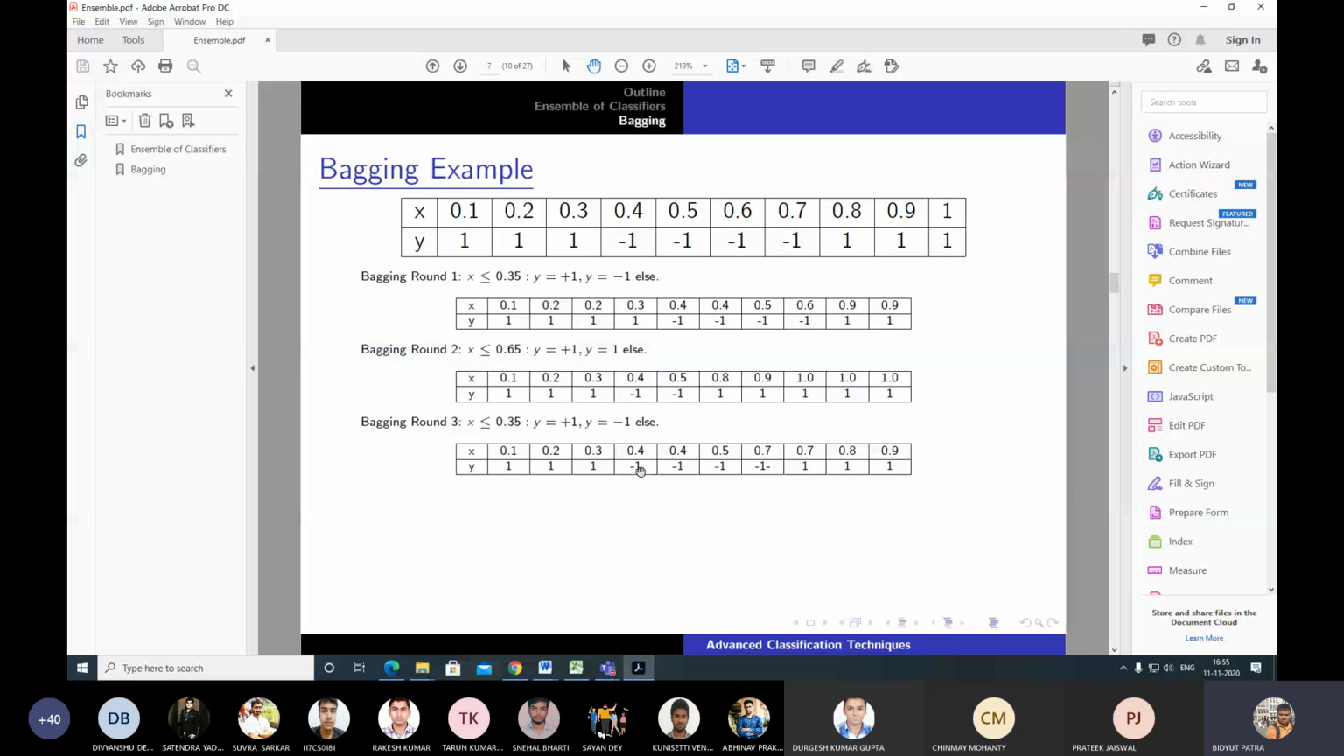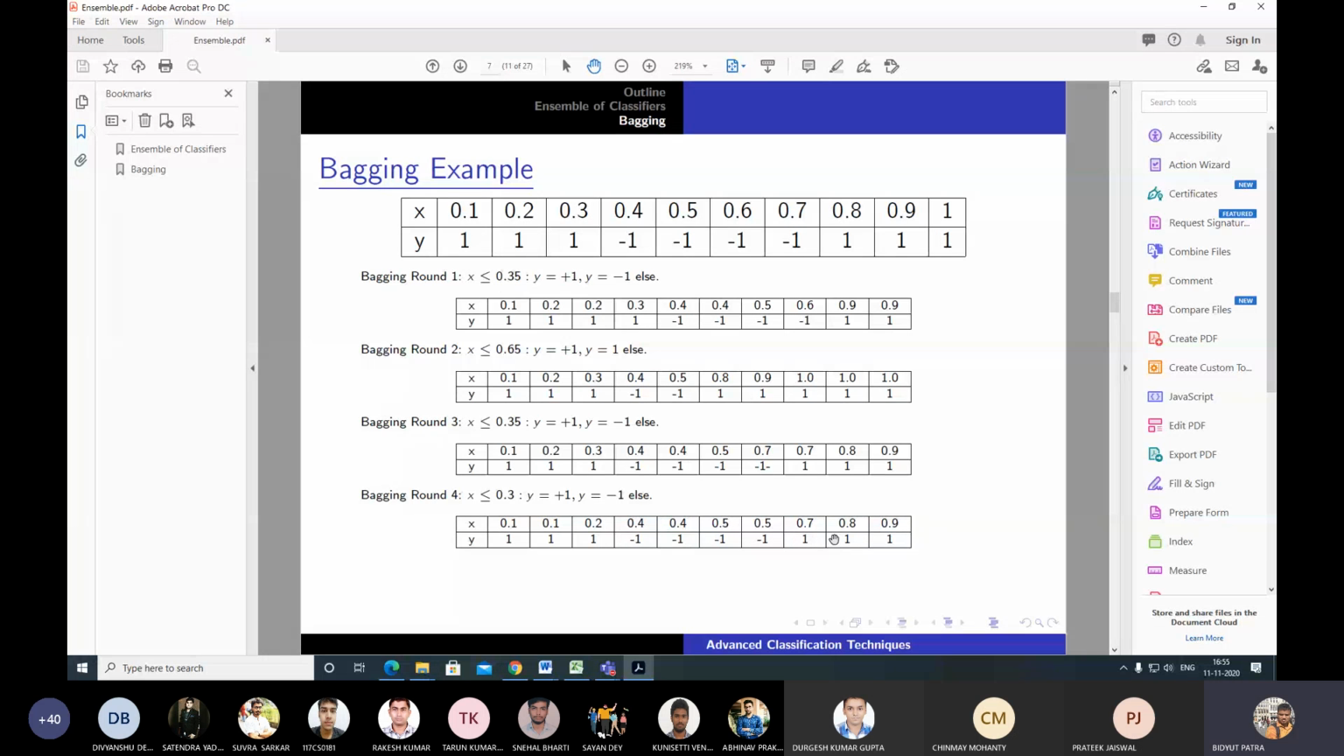So that is the model. Now you go for another bagging round. So you got this one and you find the bagging values: x less than or equal to 0.3 is positive, otherwise negative. x less than or equal to 0.8 is somewhere here. So it is positive, the rest is negative, but these 3 will make a mistake, right? So next you go for another bagging round.